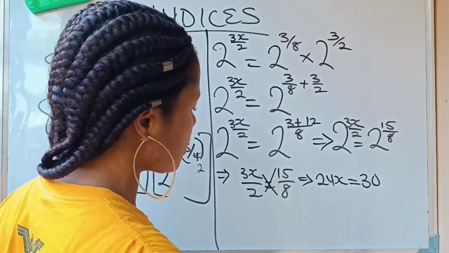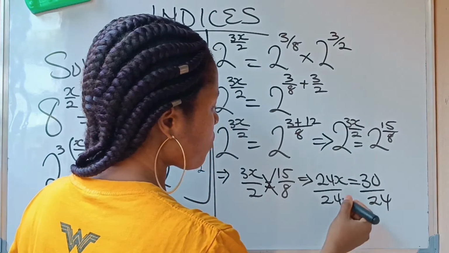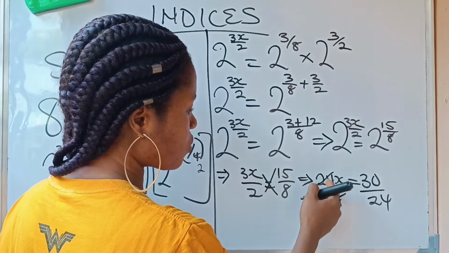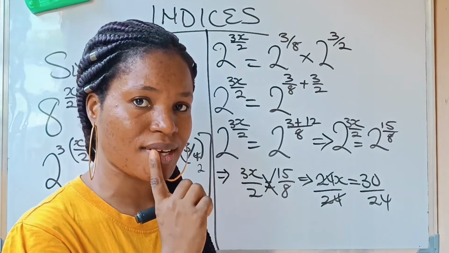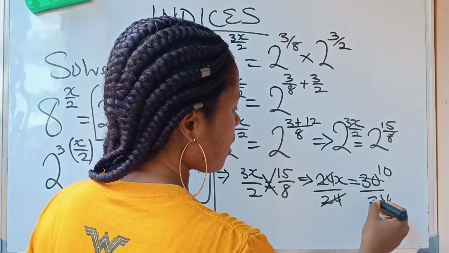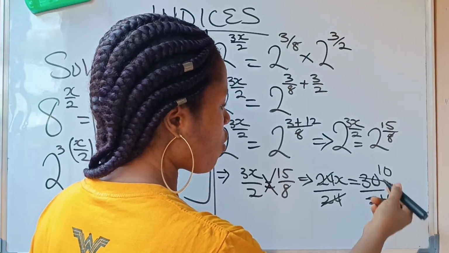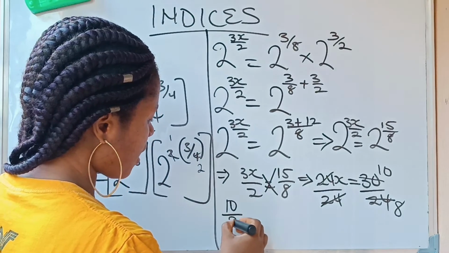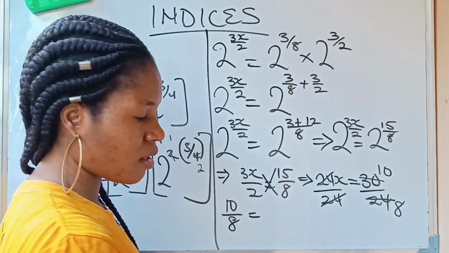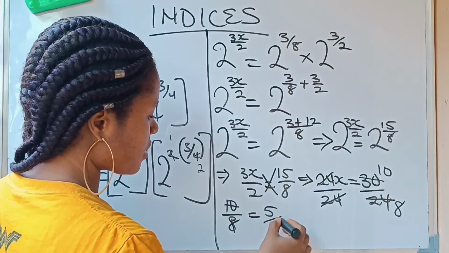Now at this point, believe me, we can easily get our x. So how do we do that? We divide both sides by 24, because it's only then that 24 can cancel 24 and you're left with only x. Now 30 divided by 3, you are going to have 10. 24 divided by 3, you are going to have 8. Now we have 10 over 8 here. We go ahead and divide again. If 2 divides 10, you have 5; if 2 divides 8, you are going to have 4.